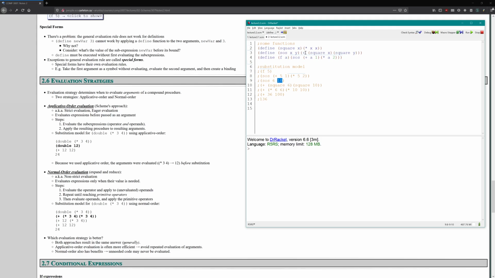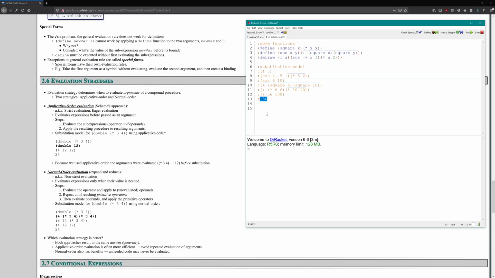And then we can do the application step where we move into the body of sum of squares, so plus square x square y, where x is 6 and y is 10. And that gives us that line, and then we reduced from there, substituting square to become times 6, 6 and times 10, 10, and then just arithmetic till we got to 136.